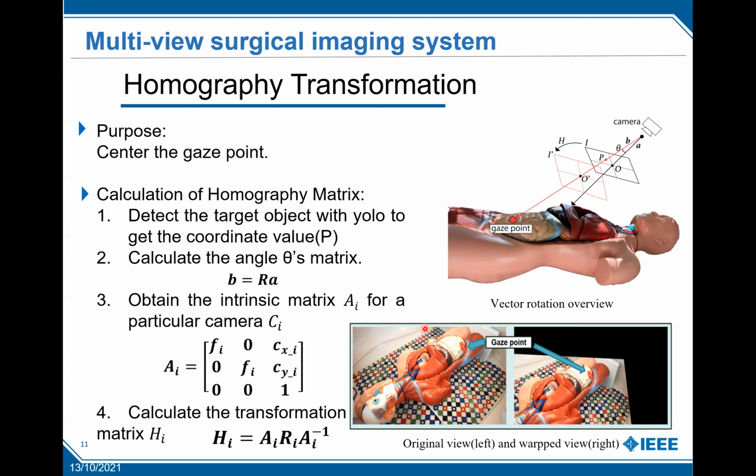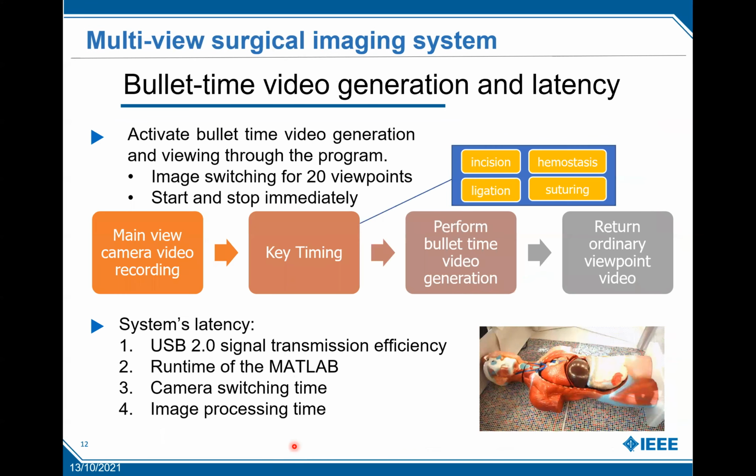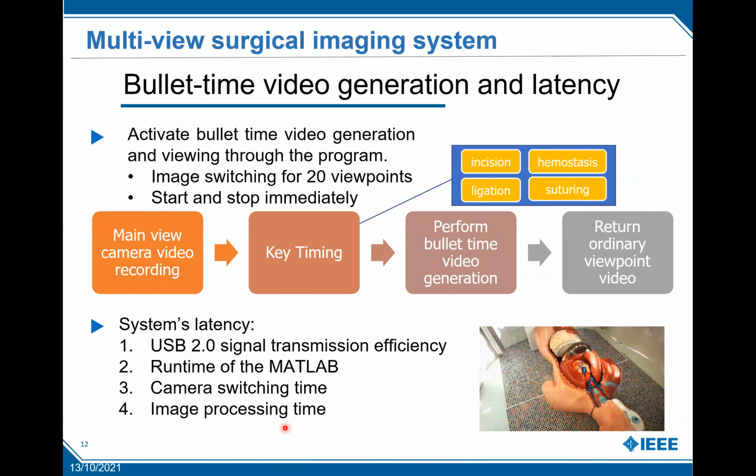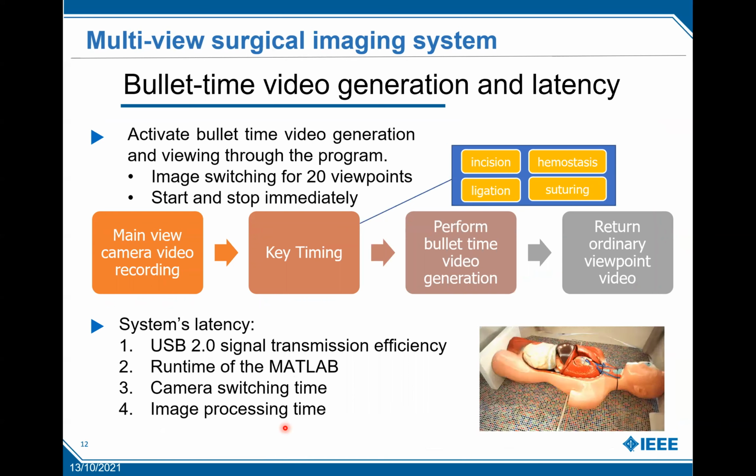And with the help of the camera calibration results we got before, we could easily get the intrinsic matrix A_i. The small i here represents the camera ID. Finally, by the following equation, we could derive the transformation matrix H. And the body time video is generated by image switching of a multi-view camera.